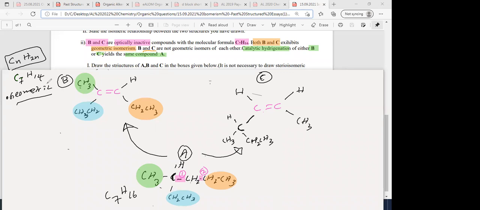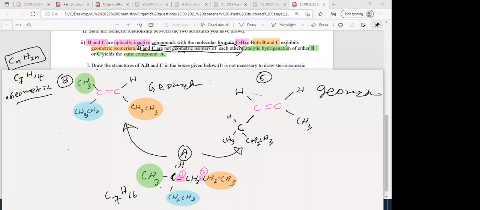So this B is also geometric, C is also geometric, but you can't take only C and divide that into cis and trans and not give B and C. That's why, see the condition, they are not geometric isomers of each other. B and C are not geometric. That means B and C are not cis-trans structures. So C you can draw cis and trans separately.